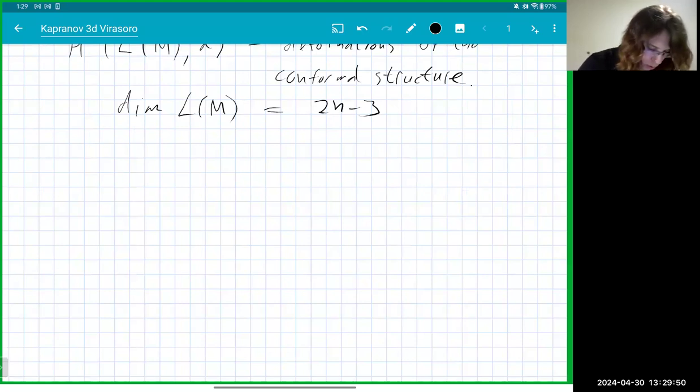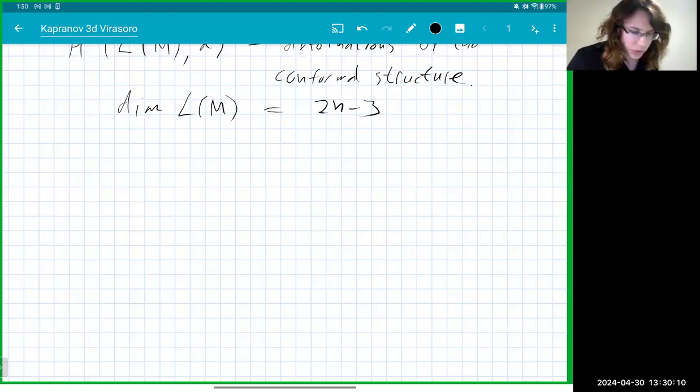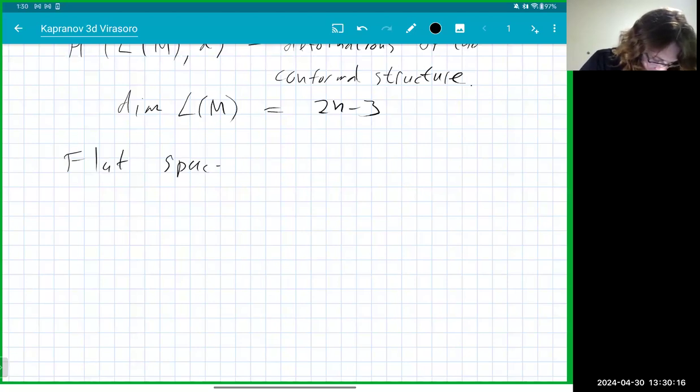Okay, but now we will only care about examples. I am not going to review the second half of Kapranov's paper. Instead, I will just show some examples from here on. So what we need from now on will be only flat space, M equals C^n.